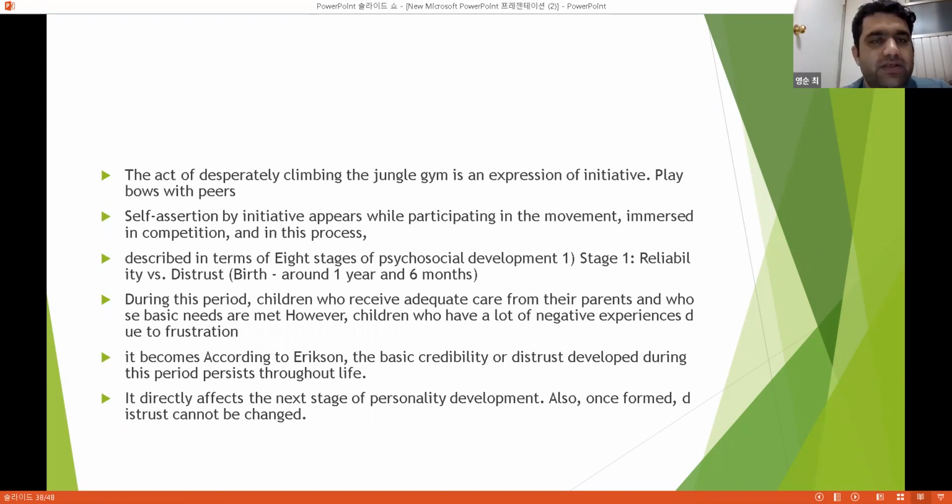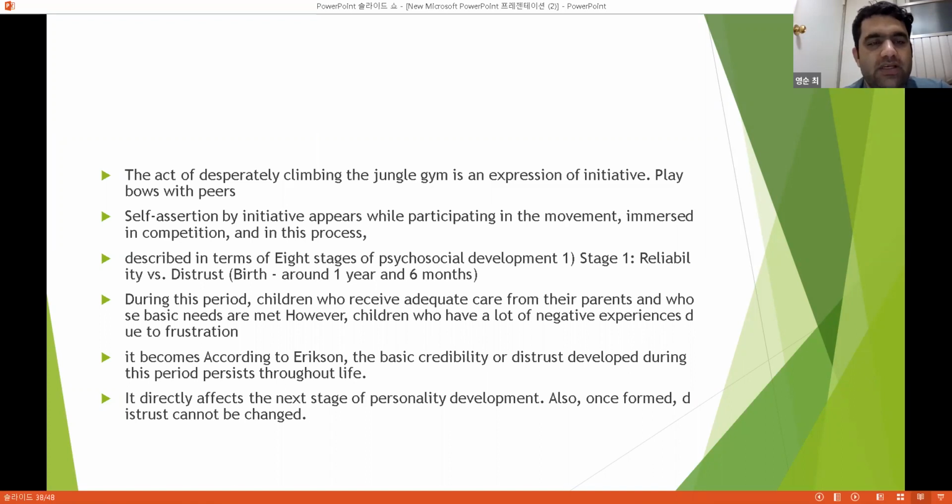The act of desperately climbing the jungle gym is an expression of initiative, as is playing ball with peers and self-assertion. This process is described in terms of eight stages of psychosocial development.